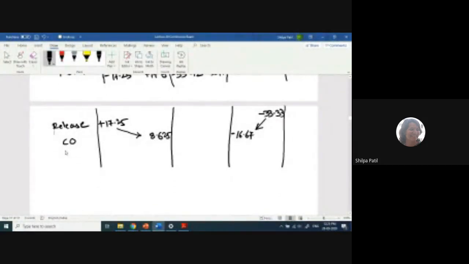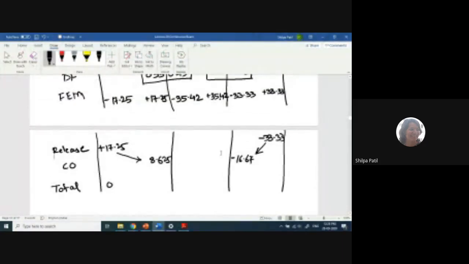Write down the total moments here again. Total is 0 here because we have released this moment. Find out the total of these two values, 17.25 plus 8.625. What is the value? 25.875. Similarly here, the value will come as 35.42. This is also 35.42. And find out this summation or total moment. Minus 50. Minus 50. Okay.